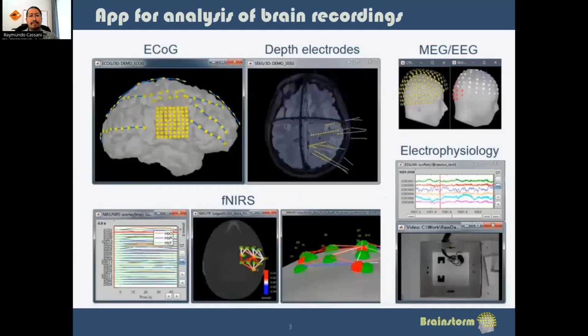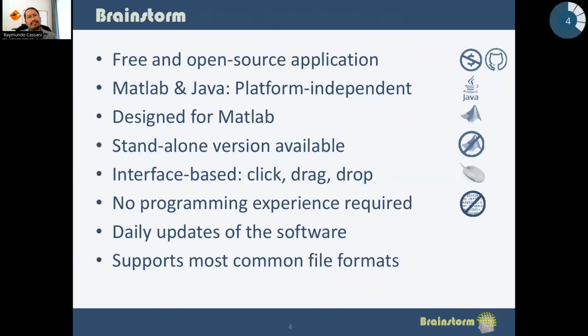First of all, Brainstorm is an app for the analysis of brain recordings of different modalities, and those include MEG, EEG, ECoG, deep electrodes, fNIRS, as well as multi-unit electrophysiology. Some of the characteristics of Brainstorm is that it's a free and open source application. It's based on MATLAB and Java, therefore it's independent of the operating system. It can run on Windows, Mac OS, and Linux. It's designed to be run in MATLAB. However, we also provide a standalone version in case the users don't have a MATLAB license.